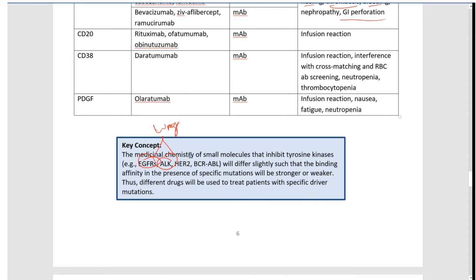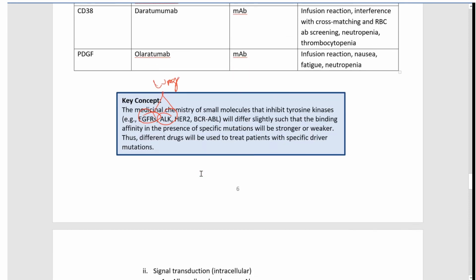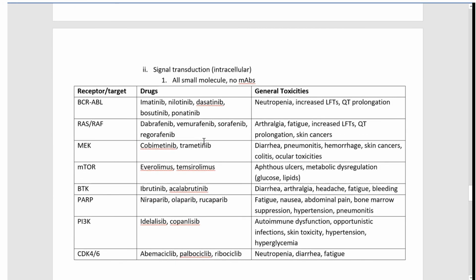So the key point here is that the medicinal chemistry of these small molecule drugs that inhibit tyrosine kinase differs slightly, such that the binding and affinity in the presence of specific mutations will be stronger or weaker, and thus we can think about using different drugs to treat patients with specific driver mutations within a particular class. So again, you can have many different driver mutations of EGFR that would require treatment with different drugs. So we'll get into that as we talk about the specific disease states.